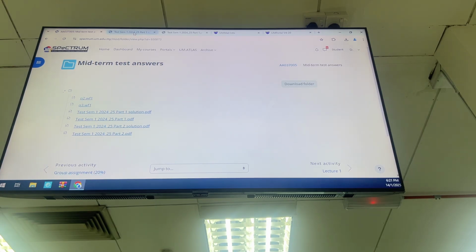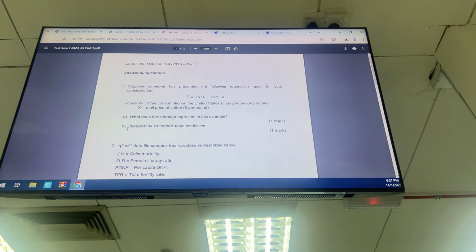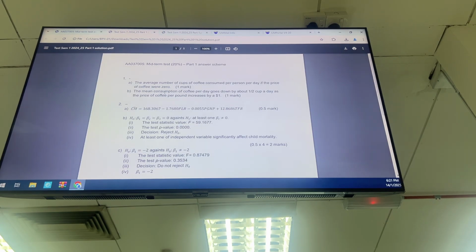okay, and then B, interpret the coefficient. So you just interpret it now. Easily you get 2 marks already. So what you interpret is the mean consumption of coffee per day goes down. It's negative, so it goes down by about half a cup a day when the price of coffee per pound increases by $1.